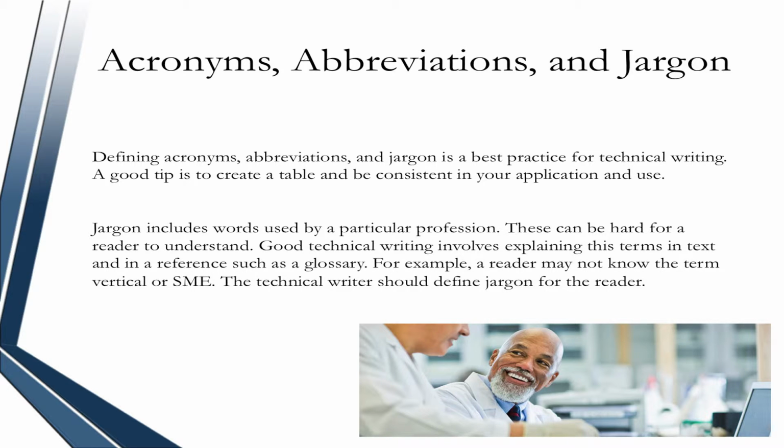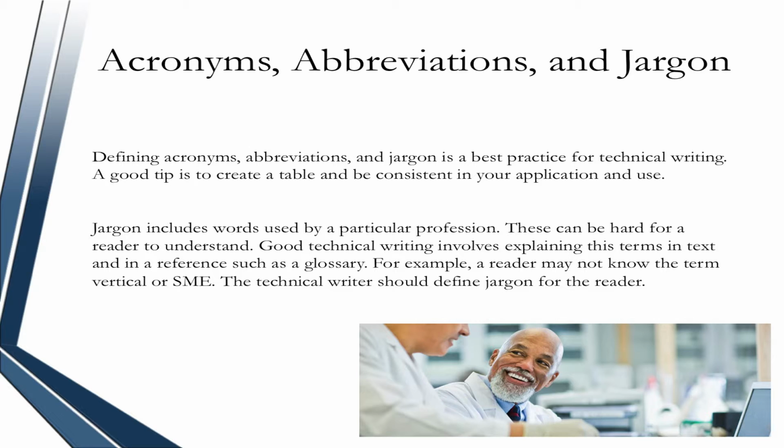Acronyms, abbreviations, and jargon. Defining acronyms, abbreviations, and jargon is a best practice for technical writing. Place these in a table and be consistent when using them. Readers will appreciate this and understand text better. Acronyms are abbreviations formed with the initial letters of other words. They are pronounced as a single word, such as NASA or SME. Good technical writing should include an explanation of acronyms, as a reader may not know the reference. You can place an explanation within text and in a reference table.